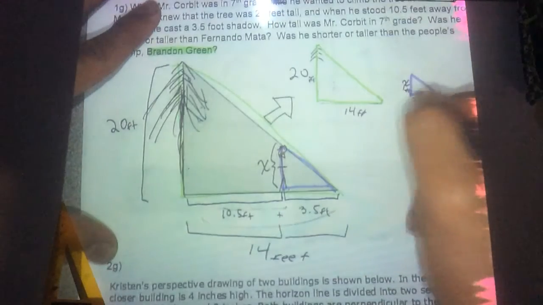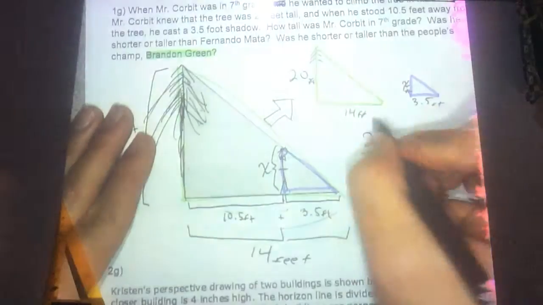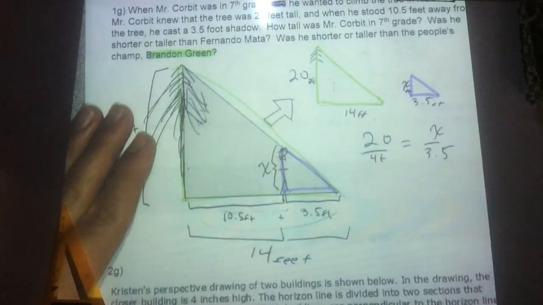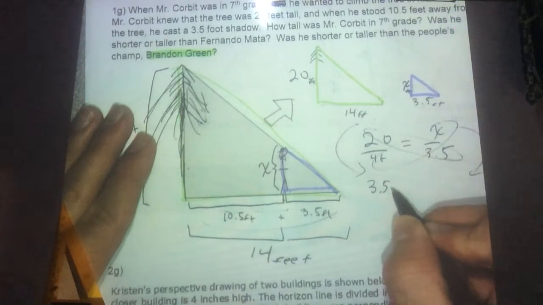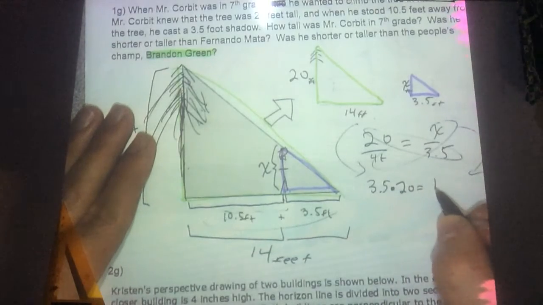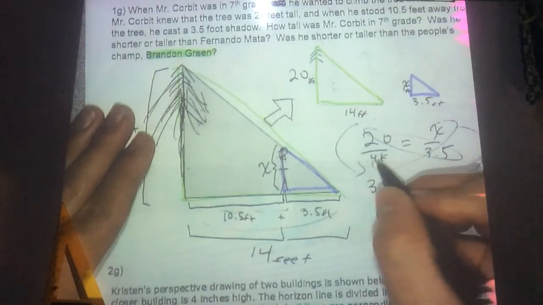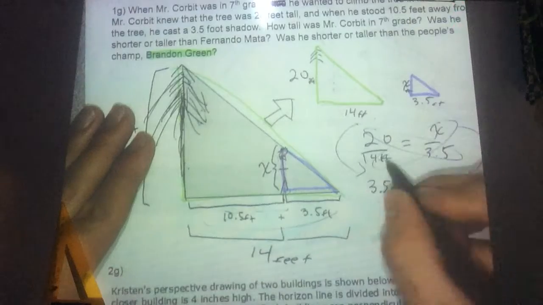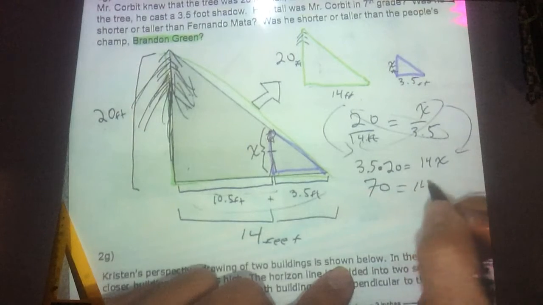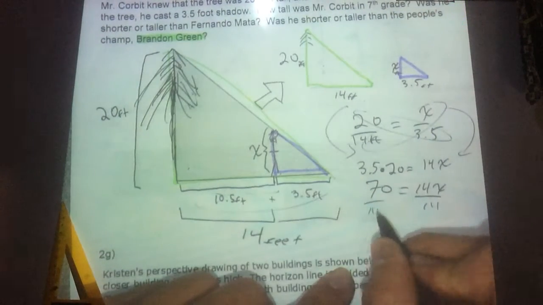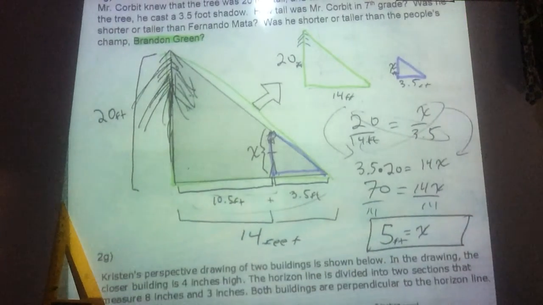So the way that we can set this proportion, 20 over 14 is equal to x over 3.5. Cross multiply, then solve for x. 3.5 times 20 is equal to 14 times x. I did the 4 and the 1 backwards, sorry, it's 14 feet. 3.5 times 20 is 70, equal to 14x. Divide both sides by 14, and x is equal to 5 feet. So I was 5 feet in 7th grade.